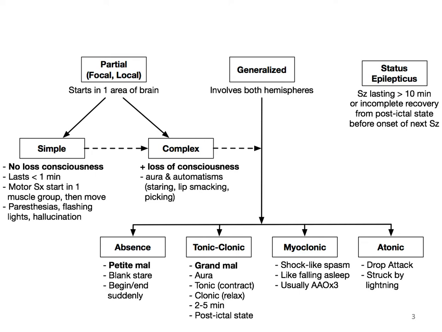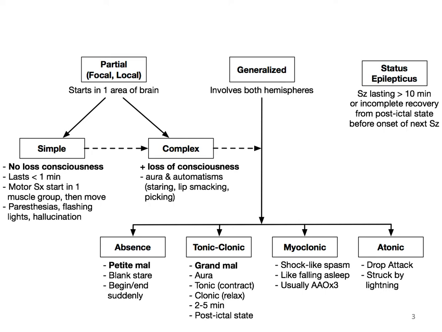In a complex partial seizure, there is loss of consciousness, and it's usually followed by an aura and automatisms, such as staring, lip smacking, or picking. I added an arrow joining simple, complex, and generalized seizures, because a simple partial seizure can progress into a complex partial seizure, and a complex partial seizure can progress into a generalized seizure.